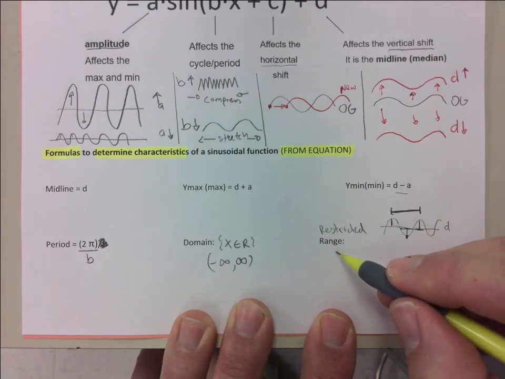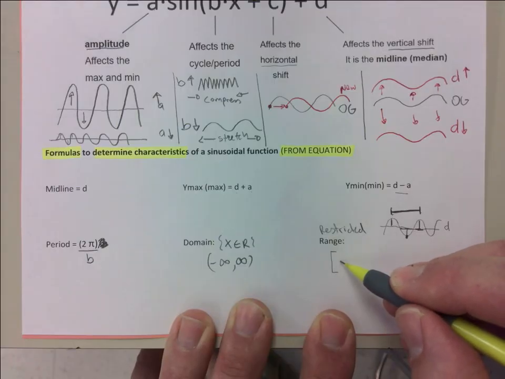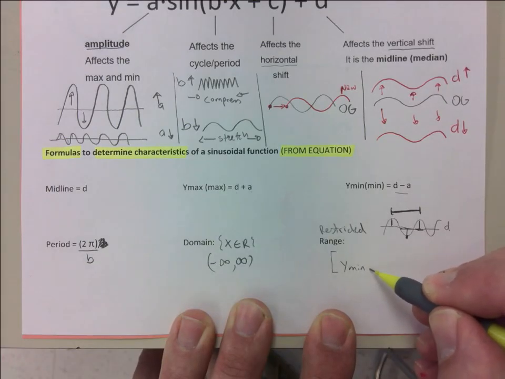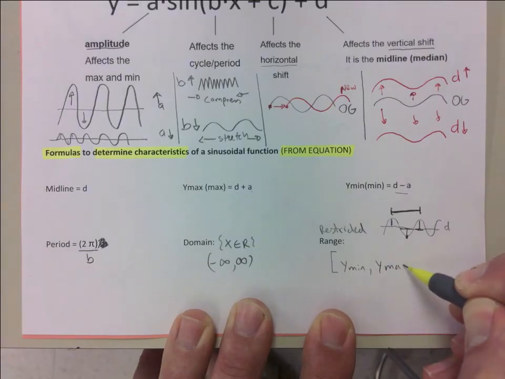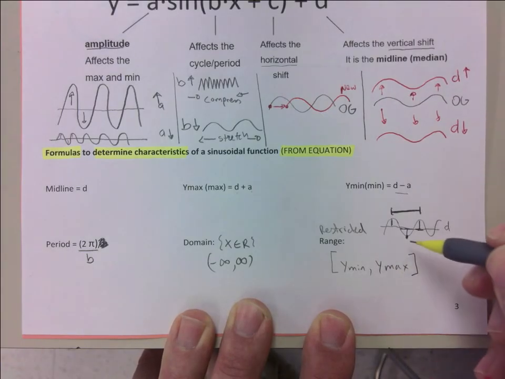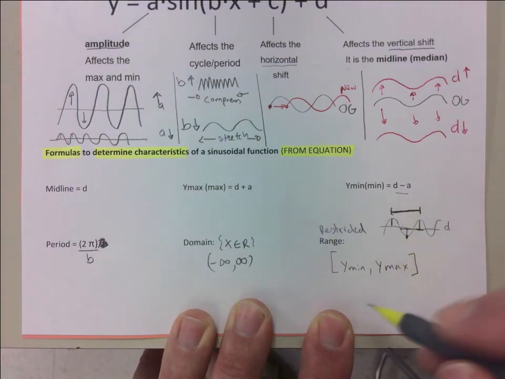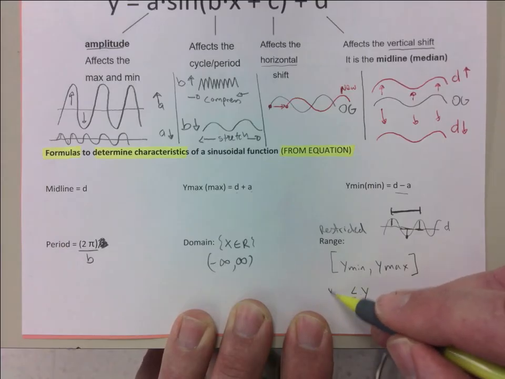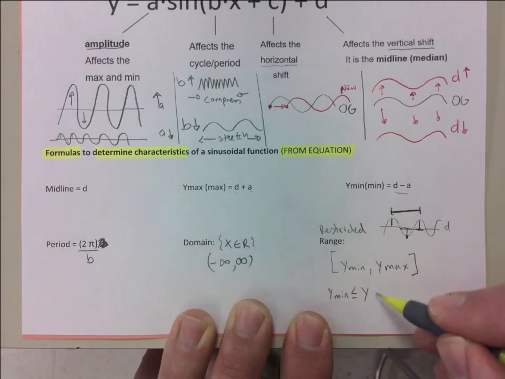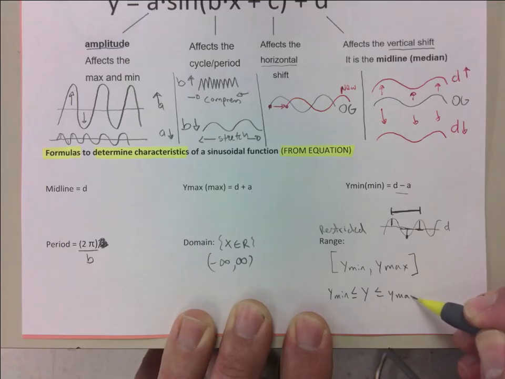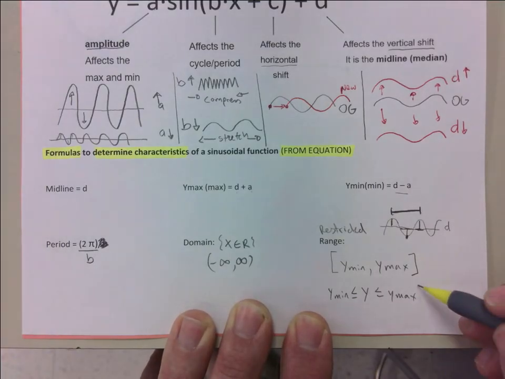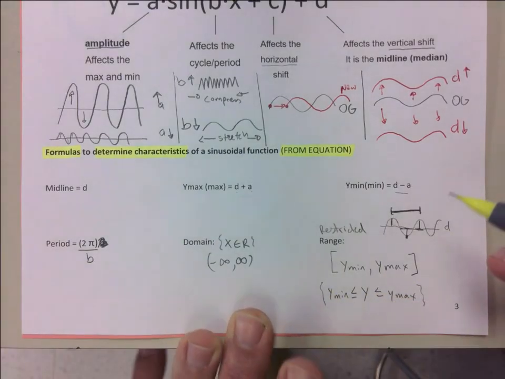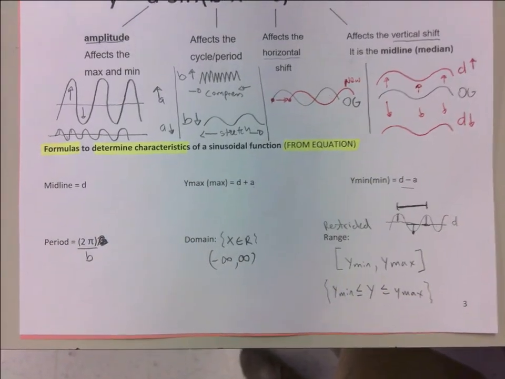So this is what I will say here. I will call this y min to y max. So you'll go from the lowest y value to the highest y value. Or if you want to, you can go y min less than or equal to y max. Can you see that on the screen there? It's a little small down there. But either one of those works. Okay?